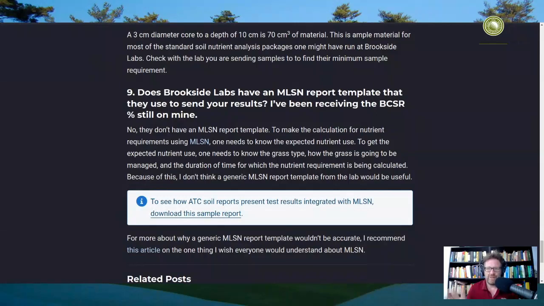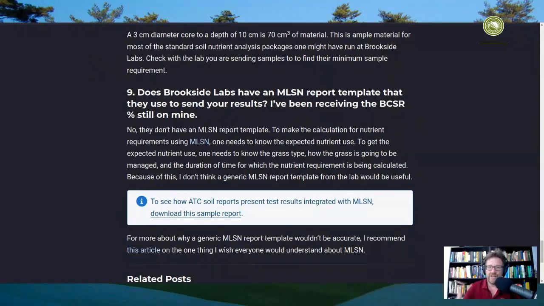So the MLSN recommendations are very site specific and customized based on the expected plant use. So you can't just have an MLSN template. I've actually seen quite a few other soil test reports that are not done by me, but they're provided by other labs or other people or consultants or companies. And sometimes they'll have like an MLSN column or something. And I don't know quite what they're doing, but that's not the way that I think you really do MLSN.